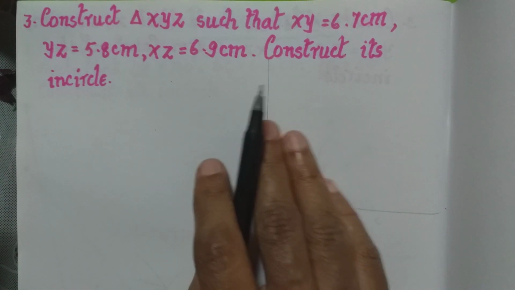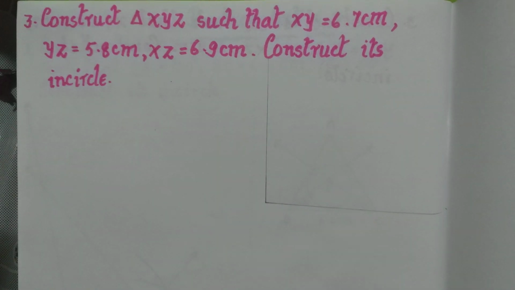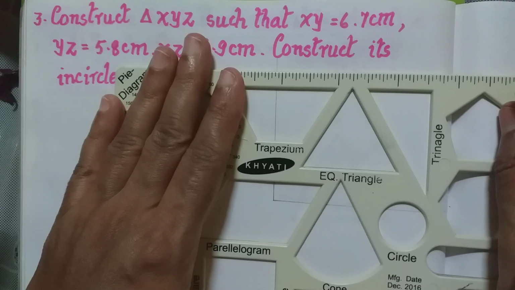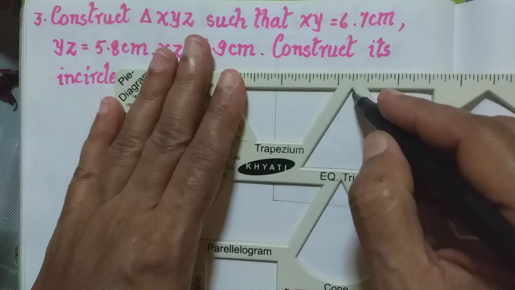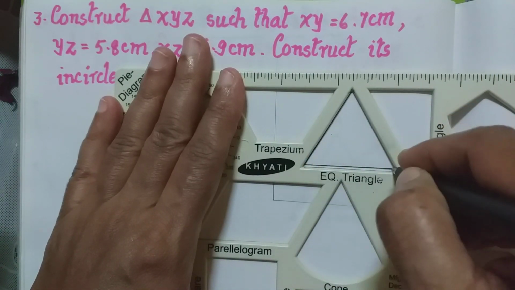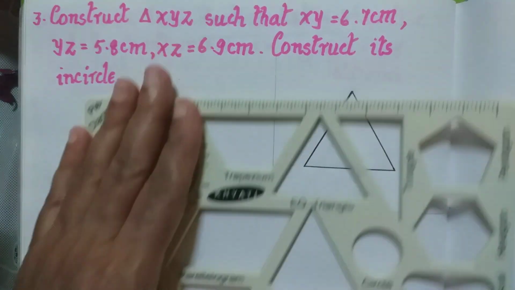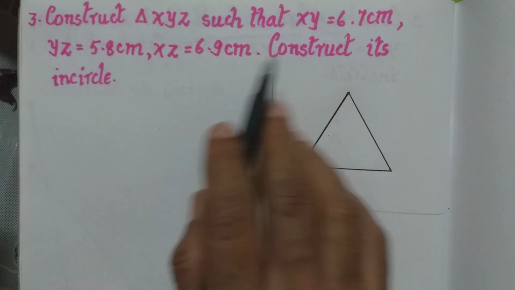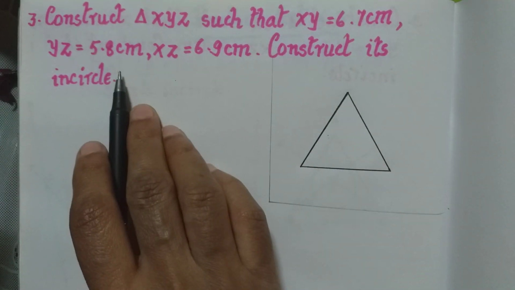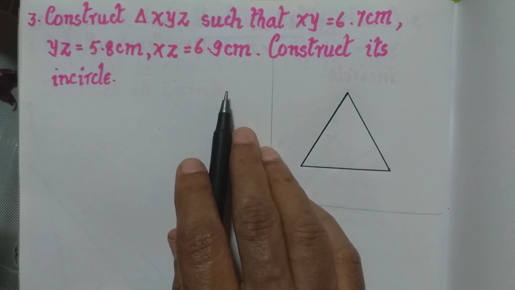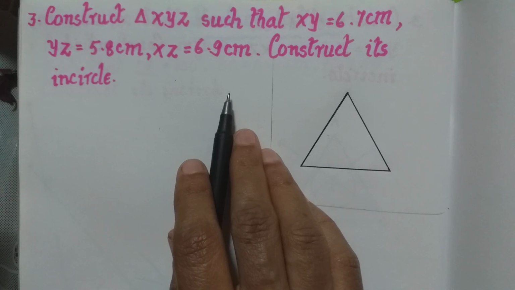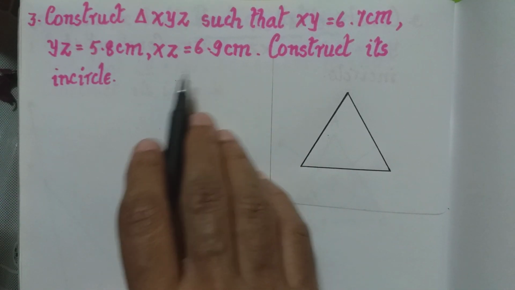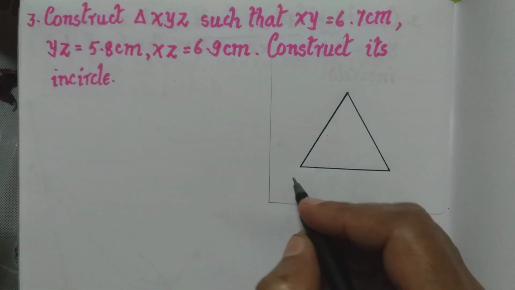Now before we do the construction, we have to draw the rough figure. So first we draw a rough figure of a triangle. Now when we draw the triangle, always we know that the base of the triangle is considered as the longest side. So among 6.7 centimeter, 5.8 centimeter and 6.9 centimeter, 6.9 centimeter is the largest. Therefore the base is taken as XZ.